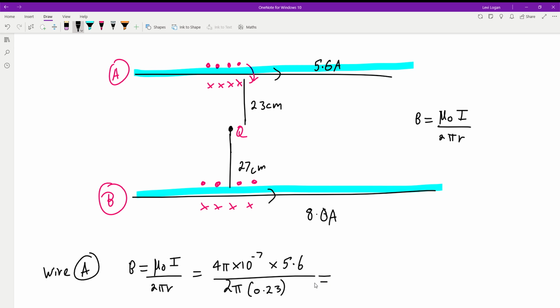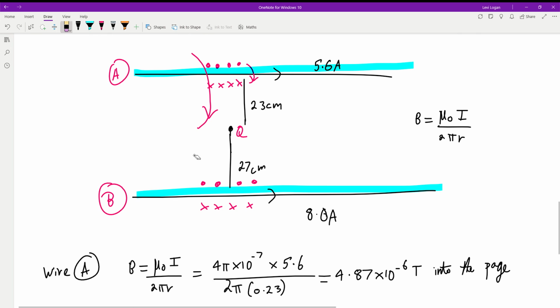Plugging that into the calculator, 4 shift pi times 5.6, and I get 4.87 times 10 to the negative 6 Tesla. Okay, and now we indicate our direction. So at this point here, from wire A, it will be going into the page. From this perspective, it's going to be going like this from this wire here. This one here, it will be going in the opposite direction. It will be going like this.